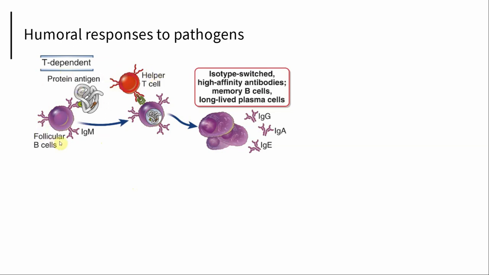So the naive B cell, which expresses an antibody on its surface specific for a particular antigen, will internalize that antigen, process the peptide epitopes, and express them in the context of HLA class 2, which can then be recognized by the helper T cell.